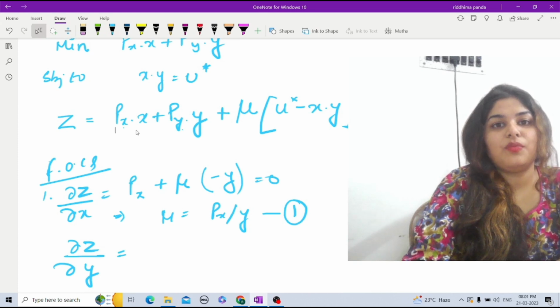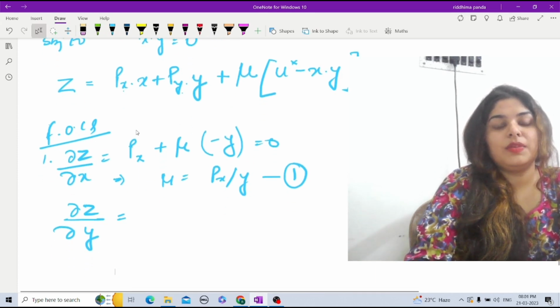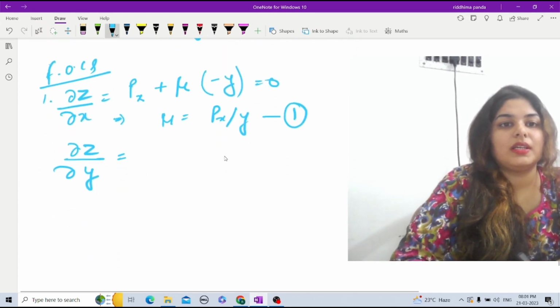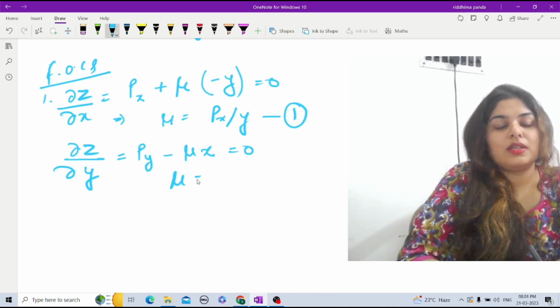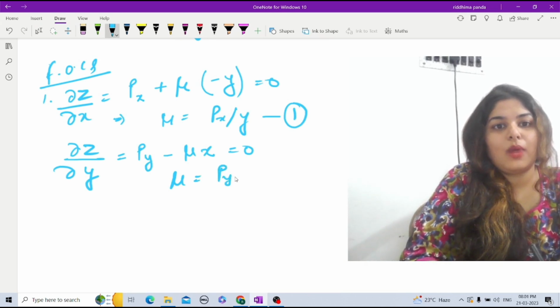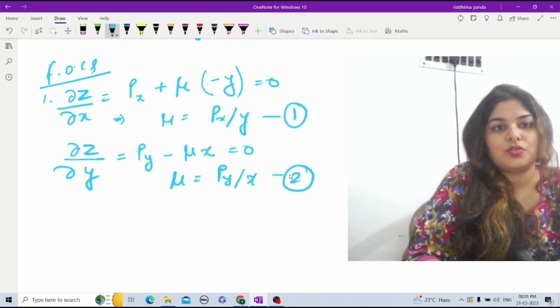Now here I have to differentiate with respect to y. So that is py minus mu x, right? That is py minus mu x is equal to 0. So mu is equal to py by x. Now this is equation 2.